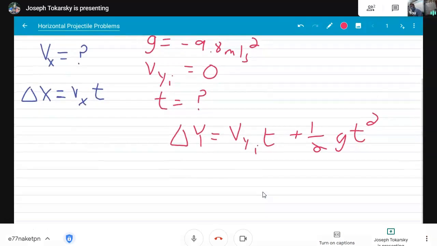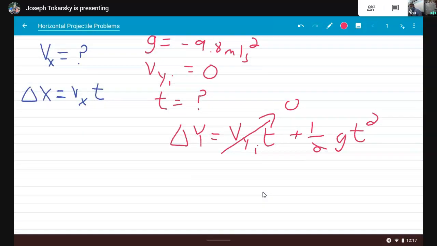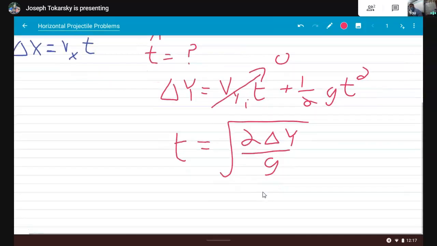All right, but Vy initial is 0, so that's gone. So we got to solve for t, multiplying each side by 2, dividing by g, and taking the square root and plugging in our numbers. So t will equal the square root of 2 times, go delta y there, negative 0.6, right?